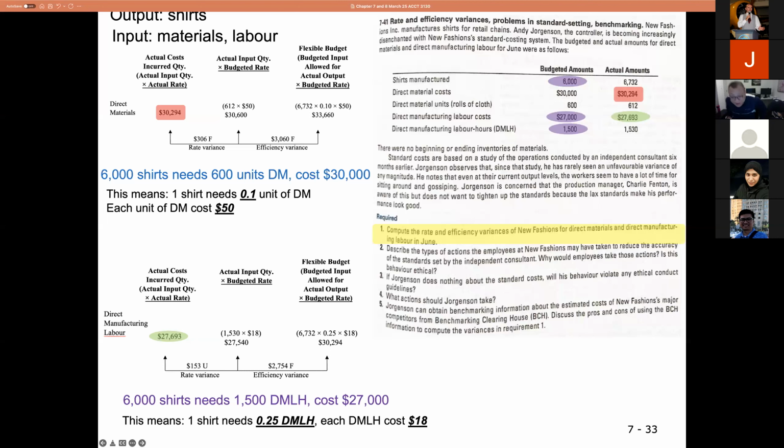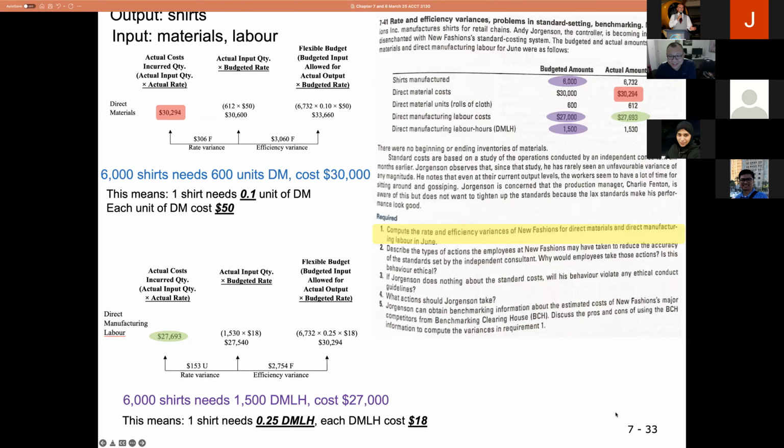In the final exam, I promise you, you're going to see questions like this, and you probably won't be surprised. Do you think you will be able to handle a question like this in the final exam? It's just one question, asking you rate variance or efficiency variance.